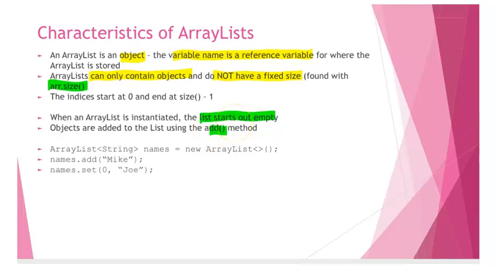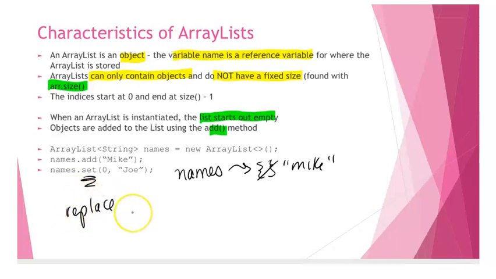So you can see here in this scenario, I have created this array list called names. And once I create it, it is currently ready to go. There's nothing in it. And then I go ahead and I add Mike. And so now names has the value of Mike. And then I use this set method. And set is essentially a replace. So I'm replacing the value at index 0, and I'm replacing it with Joe. And so right now this array list just has one value, and that one value is Joe.